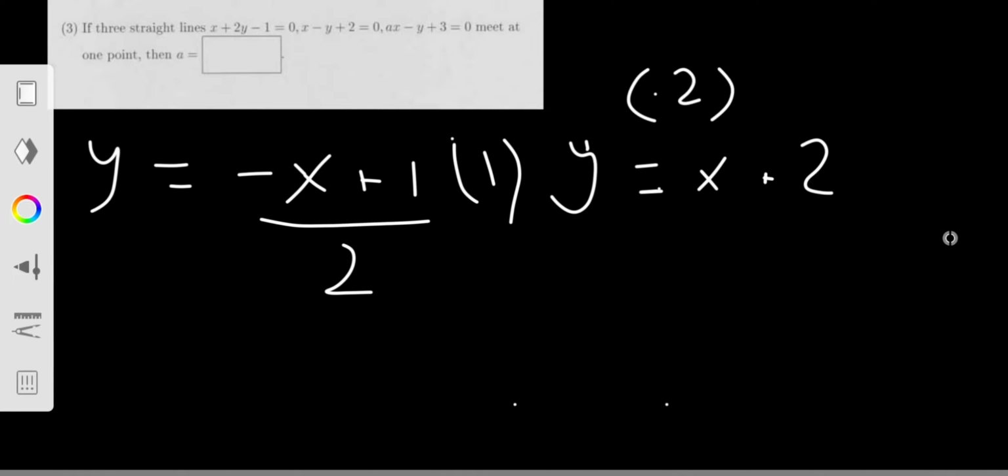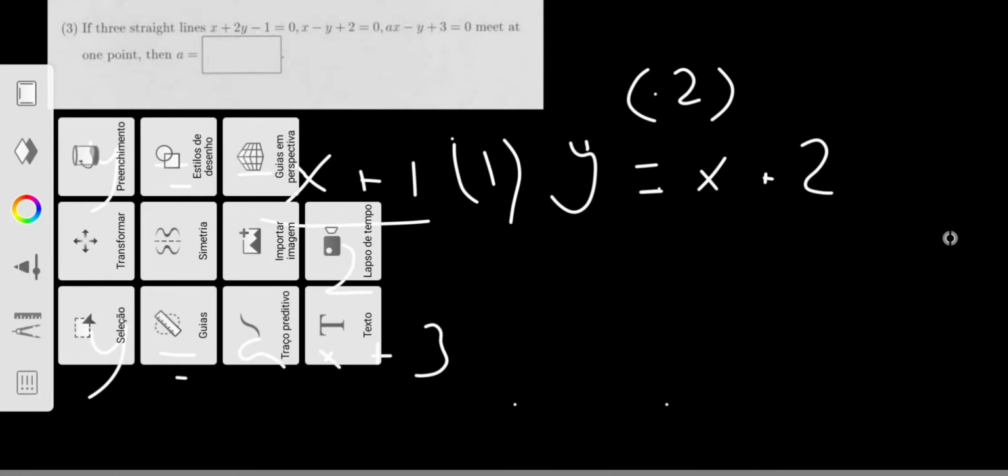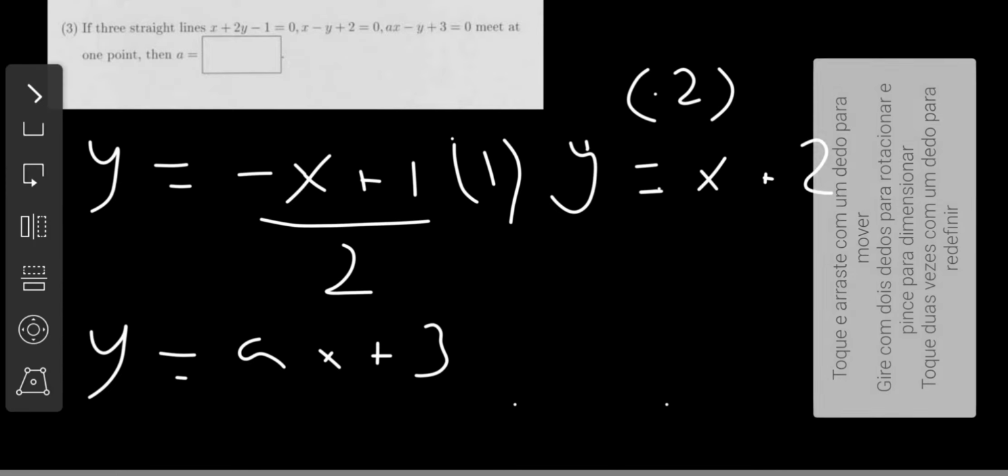So our third one, and this is the question, will be epsilon is equal to ax plus 3. So I just isolated epsilon in each one. This is our third function. And what does he want? He wants the value of a. And what did he give us? Well, he said that these three functions over here all intersect in the same point.